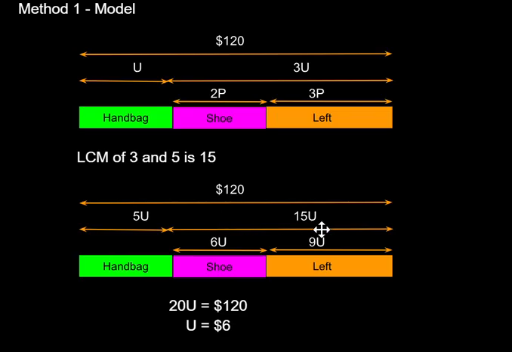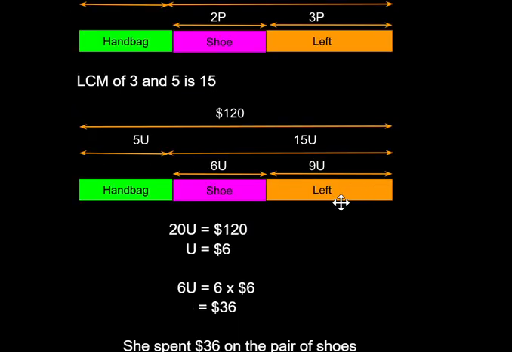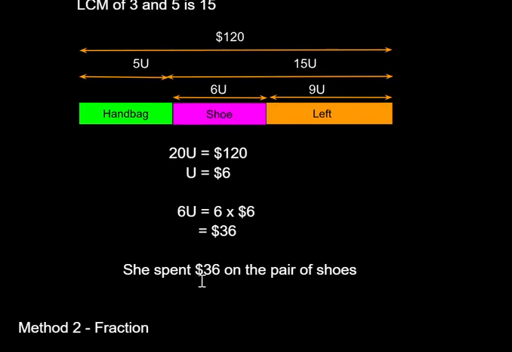And I know that the money that she left is here. So $120 is the total. In total you have 20 units because 5 plus 15 is 20. So 20 units is equal to $120. U is equal to $6, because 6 times 20 is 120. So if U is $6, how much did she spend on the shoes? The shoes are 6 units. So 6 times $6 is $36. So she spent $36 on a pair of shoes.